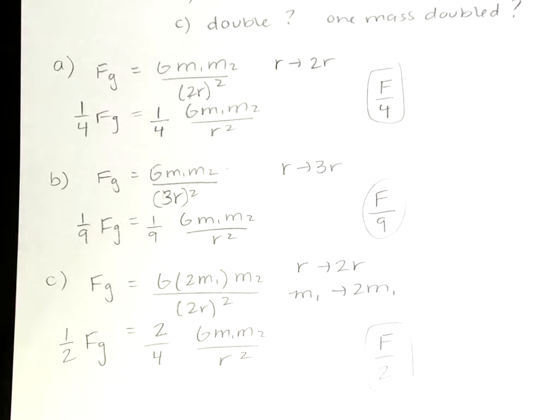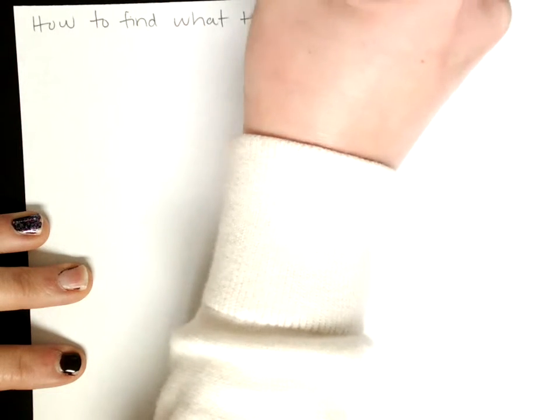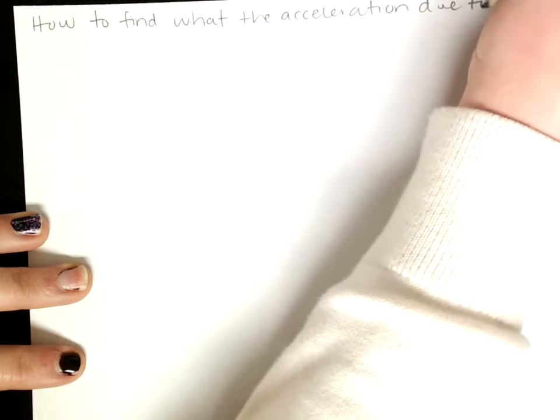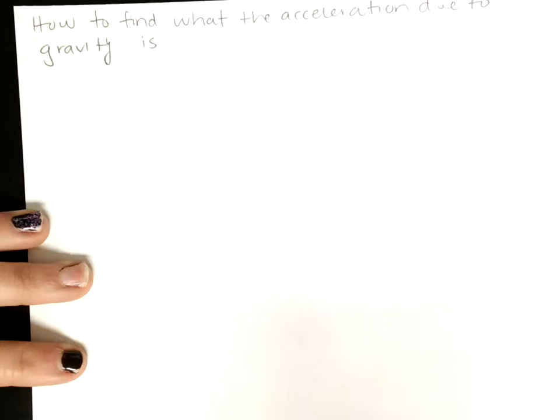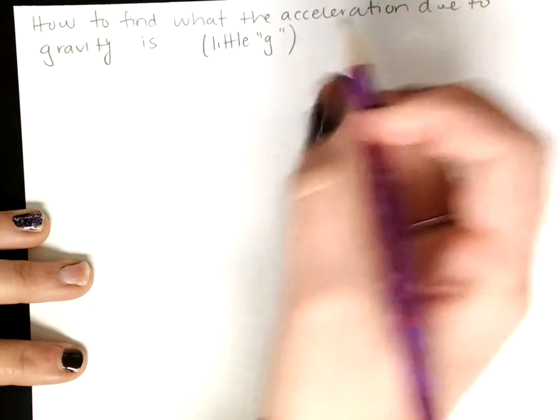Okay, there is one more problem I want to show you. I want to show you how to find what the acceleration due to gravity is. We're going to call this little g. It's the little g, not the capital G for the gravitational constant.